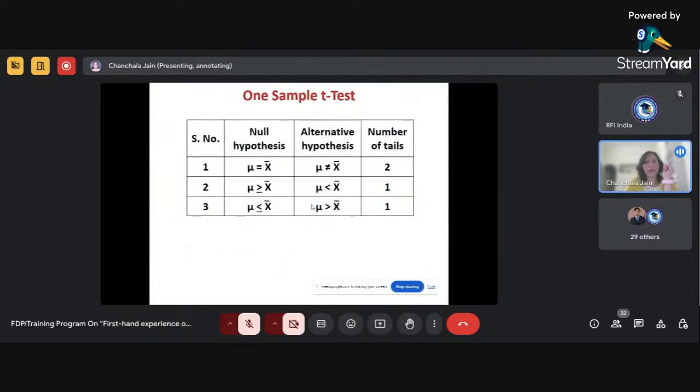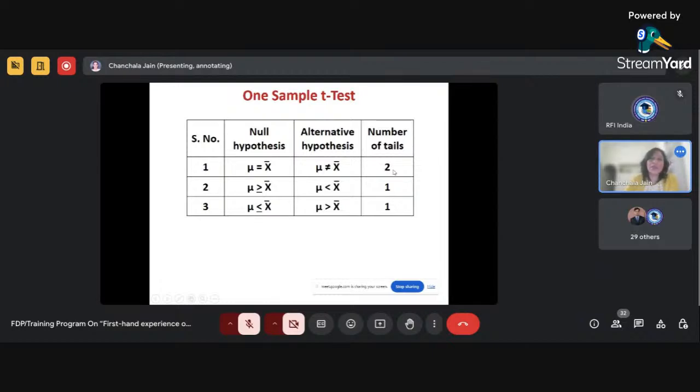Further, I'll talk about the hypothesis formulation of the one sample t-test. Here the null hypothesis for the one sample t-test is mu equals x bar, because, as I said, we are comparing the sample mean with the population mean. Mu is the population mean and x bar is the sample mean. This is the symbolic way of presenting the null hypothesis. Alternatively, we say mu is not equal to x bar, meaning the number of tails is 2.